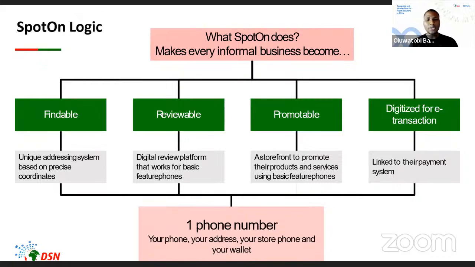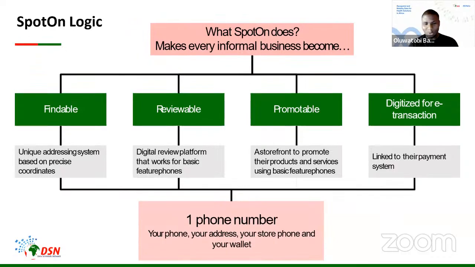So what we do is we create a 4-pronged solution that makes them findable, reviewable, promotable, and digitized for each transaction. So the vulcanizer on my street, how do I put it together? How do I know that this vulcanizer that is here, I can easily access him? How can I promote him, that he does good work? Or if he's not doing very well, how can I make all these payments? That's where Spot On comes in.